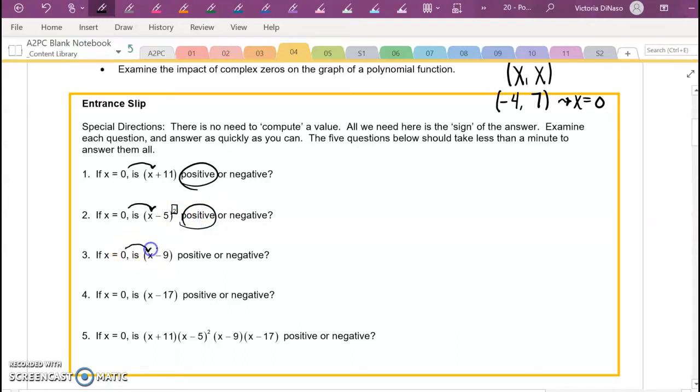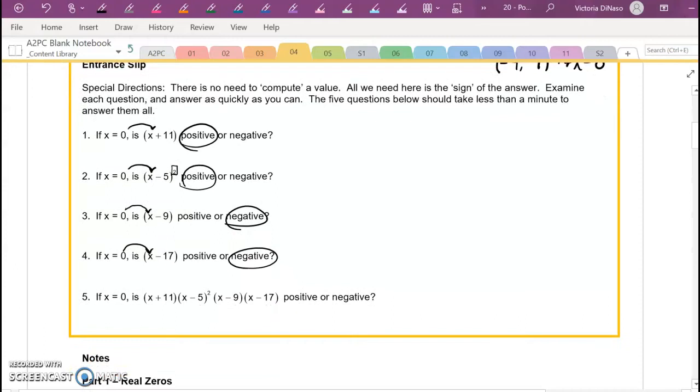When we plug in the 0 into x, x minus 9, negative. 0 minus 17, negative. So then we get down to this last question, number 5. When we're plugging in 0 into each of these, we're going to get a positive number, negative, negative. Now, above it's all separated by parentheses, which just means multiplication. So I'm going to multiply a positive times a positive is positive, times a negative, negative. Negative times a negative number is always going to be positive. So therefore my answer is positive.